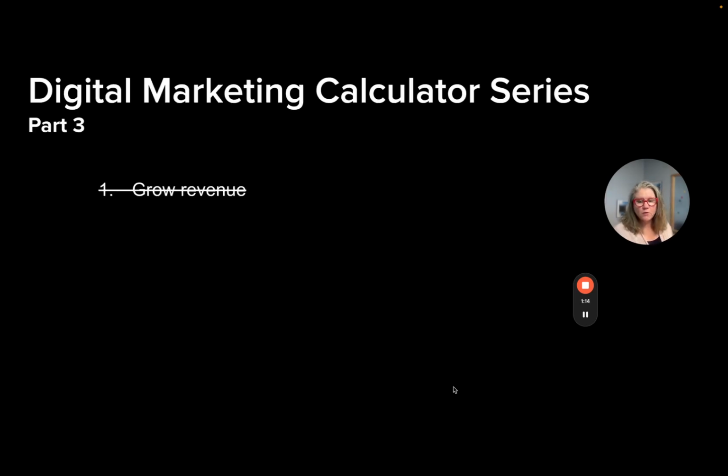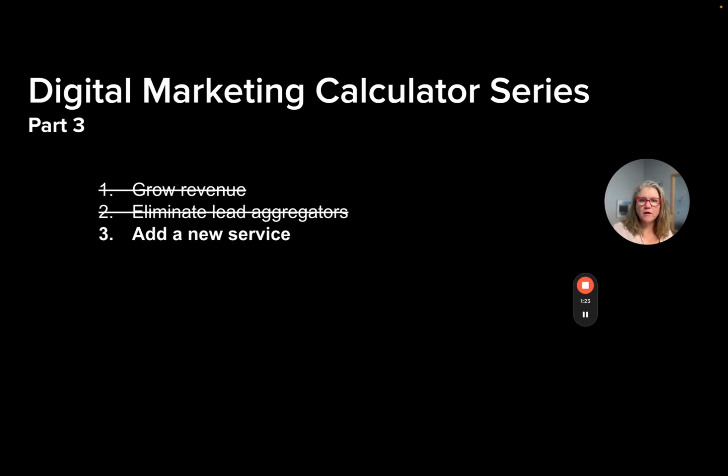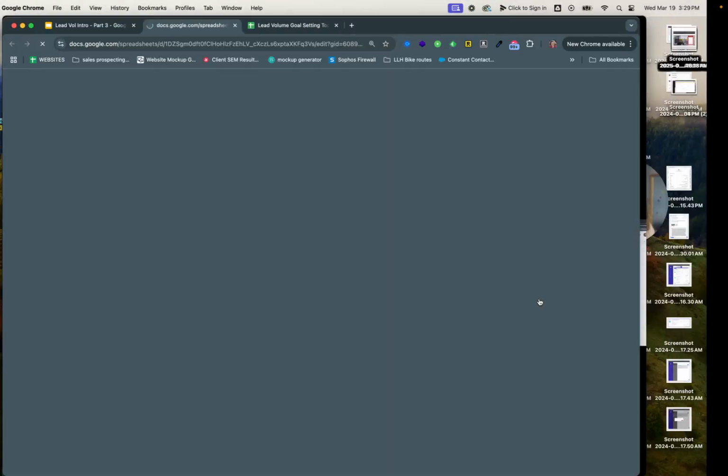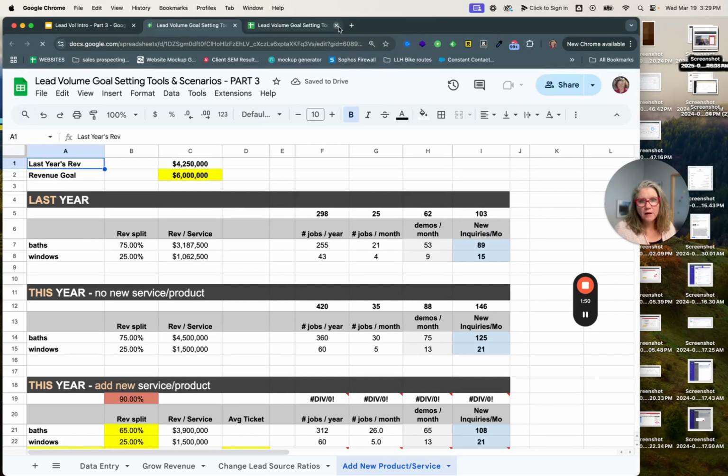So in the first video, we looked at just basic grow your revenue. Second video, how to eliminate lead aggregators from your lead source mix. And in this video, we're going to look at what the calculation looks like when you add a new service offering for homeowners. In future videos, we're going to talk about how to do the math if you want to expand into a new territory, and how to set some big picture marketing budgets, including PPC budgets. Okay, so let's dive into our calculator.